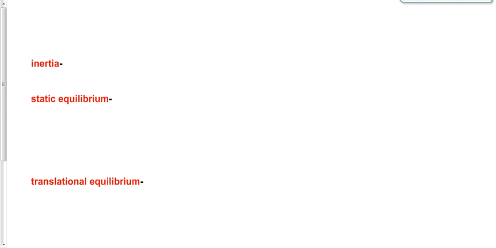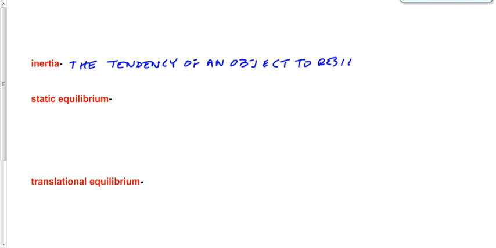What is inertia? Inertia is the tendency of an object to keep doing what it's doing. The tendency of an object to resist a change of motion. Let me write that down and then I'll explain it. The tendency of an object to resist a change in motion.